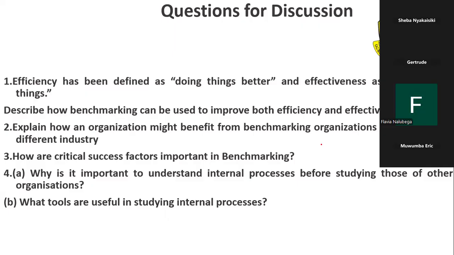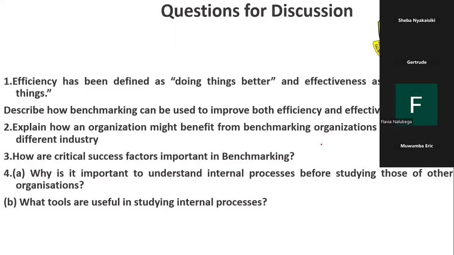Explain how an organization may benefit from benchmarking organizations in a completely different industry. Consider this: let's say UMU decided to benchmark with NSSF. It's a completely different industry. When would such a scenario arise? This one I would refer you to the types of benchmarking. What is it we are looking to benchmark?